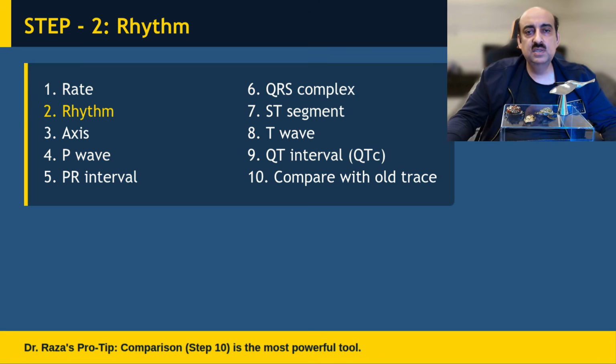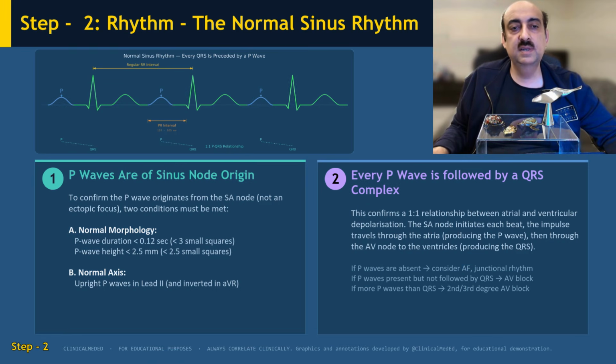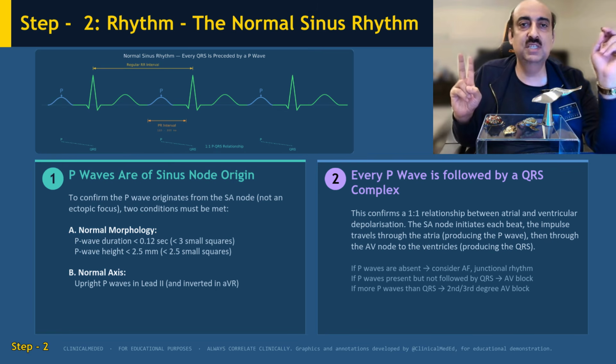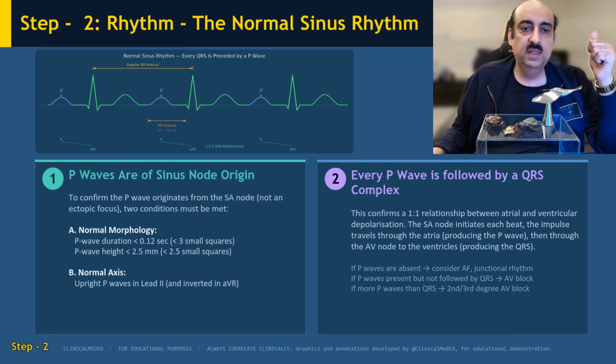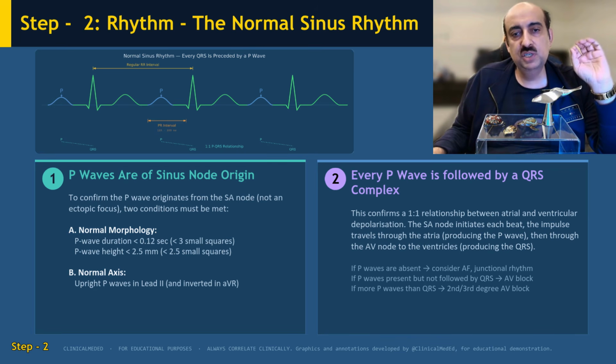Step number 2 is to look at the rhythm. So what is a normal sinus rhythm? In a normal sinus rhythm, 2 conditions must be met. Number 1, the P waves are of sinus origin. So P waves are present and they are of sinus origin. To confirm the presence of P waves, you need to look at the morphology. This means they are originating in the SA node, the natural pacemaker of the heart.